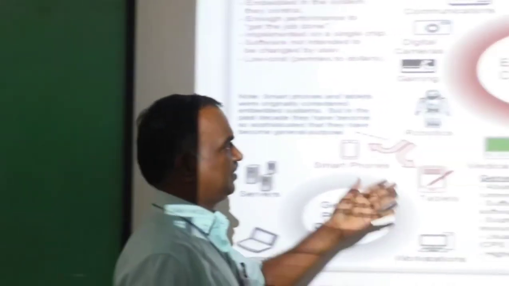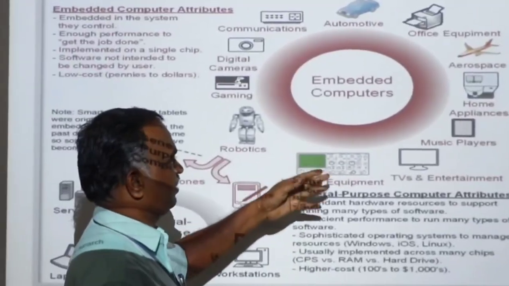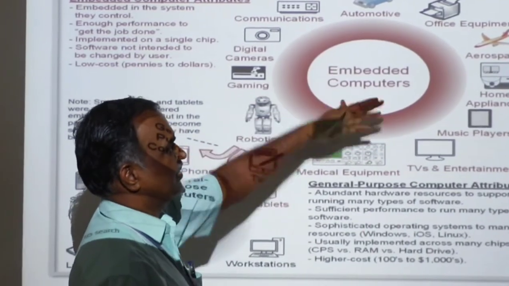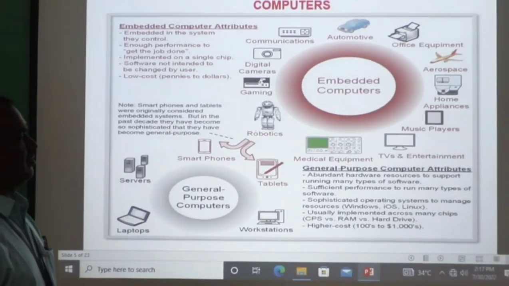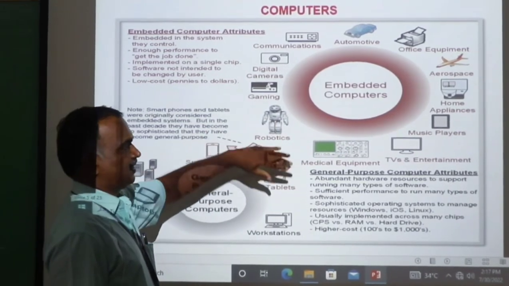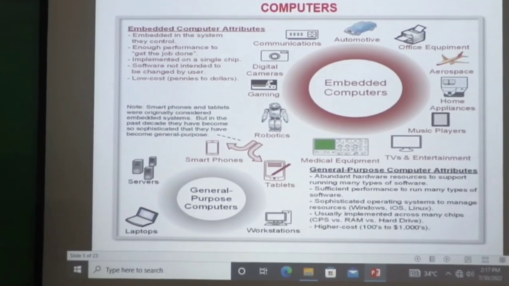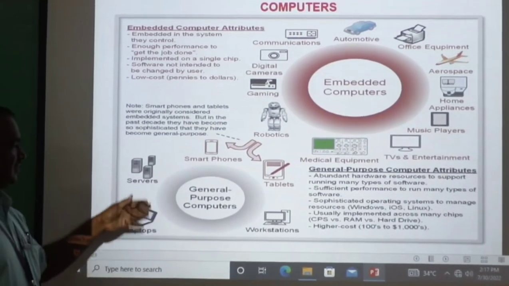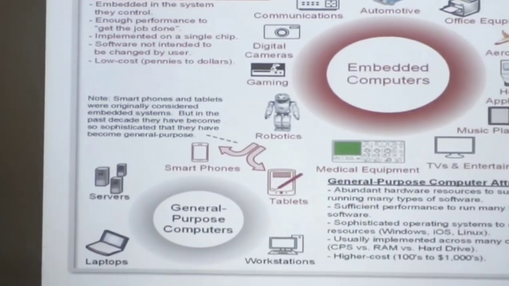Here you can see the examples for embedded computers. Embedded computers may be utilized in automotive, basic office equipment, aerospace, home appliances and music players. These are the basic applications of embedded computers in our life and in our society. The basic examples for general purpose computers are smartphones, tablets, workstations, laptops and servers. So these are the basics of embedded computers and general purpose computers.